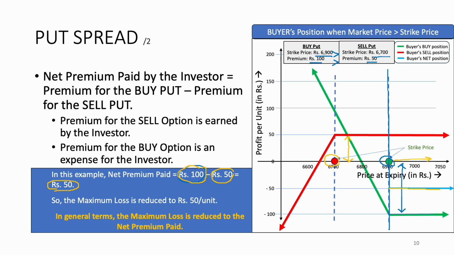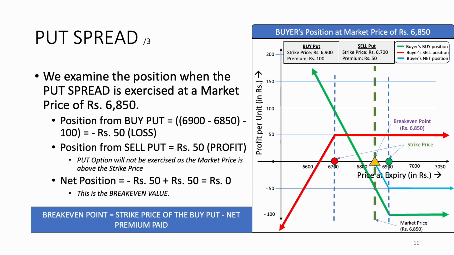However, notice that the loss has now been reduced to 50 rupees from what it would have been had he just purchased the put option, where he would have had a loss of 100 rupees. So now the first thing is met: the loss is lowered. Next, let us see what happens when the market actually goes down.